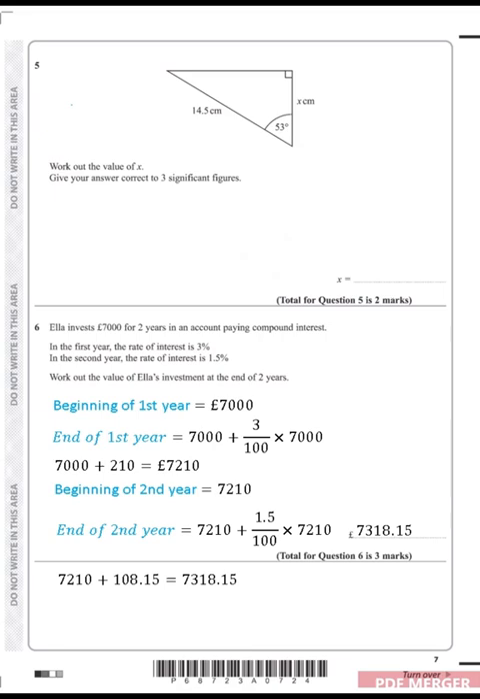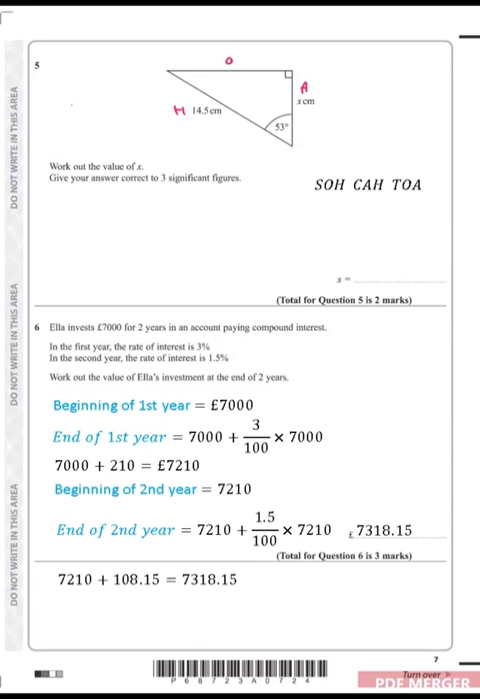Work out the value of x. Give your answer correct to 3 significant figures. Let's label everything we know so far. Adjacent is always next to the angle. Hypotenuse is the longest side. And opposite is opposite the angle. Normally for a right angle triangle, there are 2 methods, Pythagoras and trigonometry. Pythagoras cannot be applied because we need at least 2 known sides. So for this question, trigonometry can be used. SOHCAHTOA.